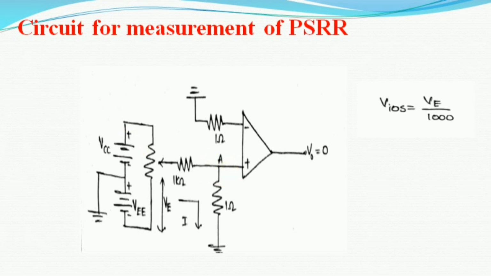Next, we have to maintain one power supply constant and change the other power supply. In this case I am maintaining the VEE supply constant, and the VCC value will be variable. The VEE value is always kept constant at minus 10 volts. Now the VCC value is changed from 10 volts to 9 volts. Whenever VCC is changed from 10 volts to 9 volts, the potentiometer is adjusted again so that the output voltage V0 is 0.